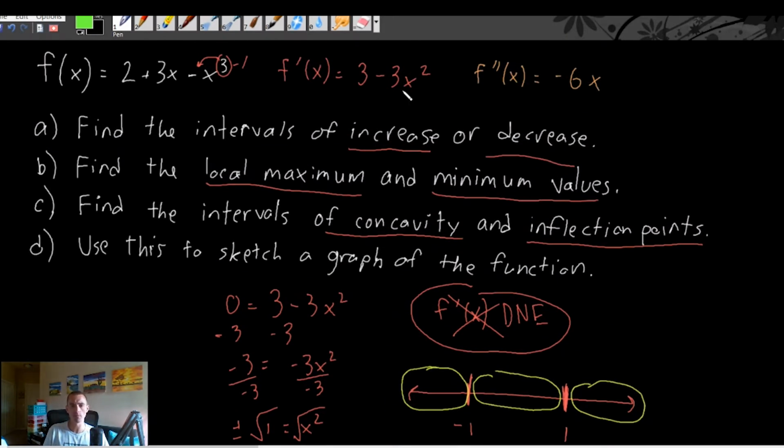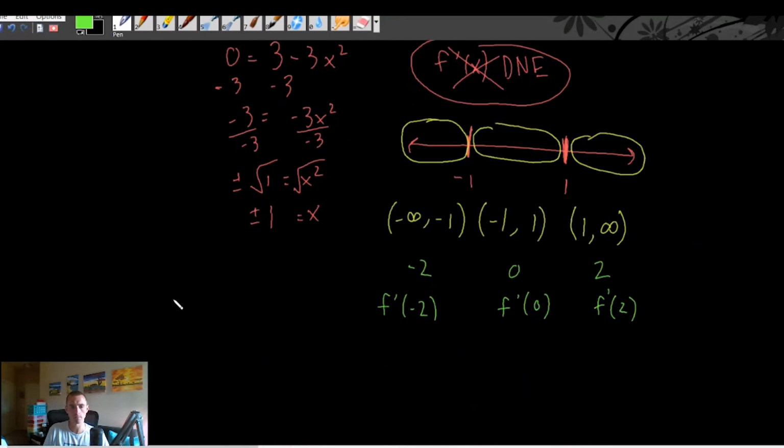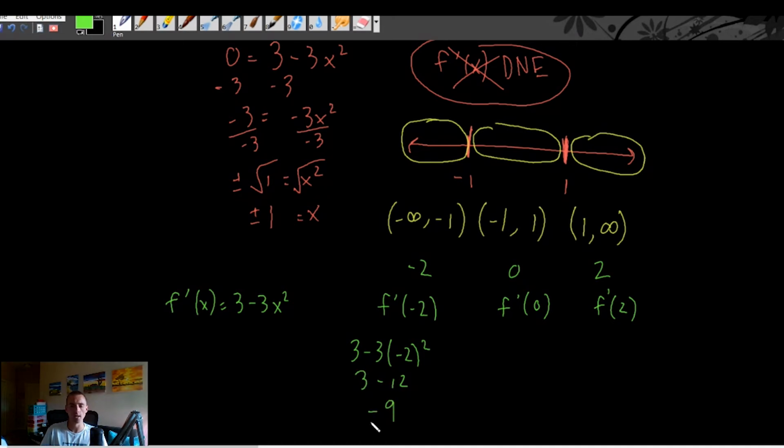So f prime is 3 minus 3x squared. Let me just copy that down here. 3 minus 3x squared. Okay, so if we take -2 and plug that into this function, we would get 3 minus 3 times -2 squared, which -2 squared is 4, times -3 would be -12. 3 minus 12 is going to be -9. And again, it doesn't really matter that we got -9. What's important is that we got a negative number.